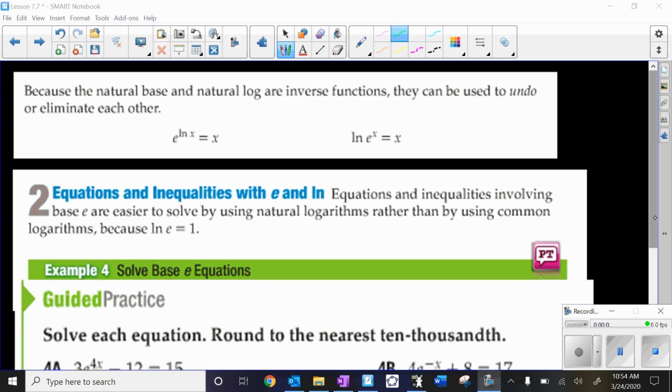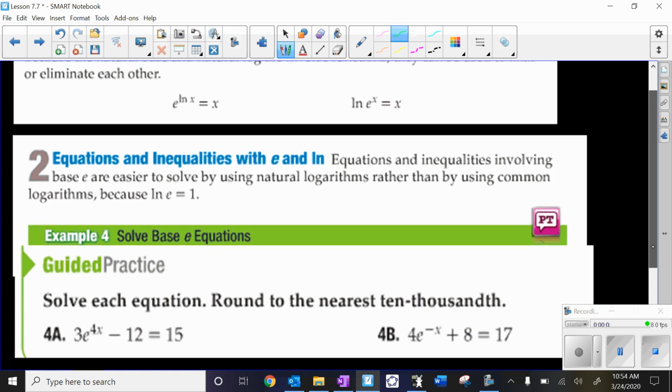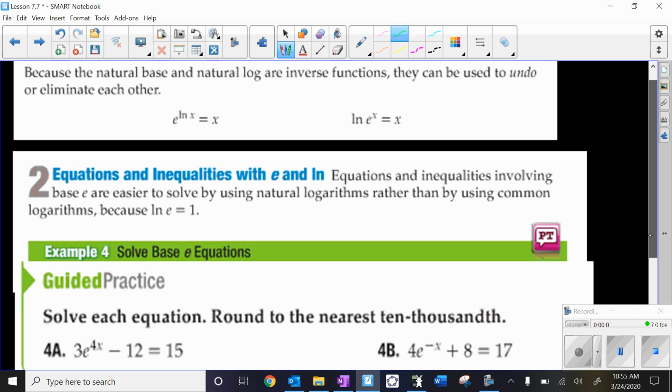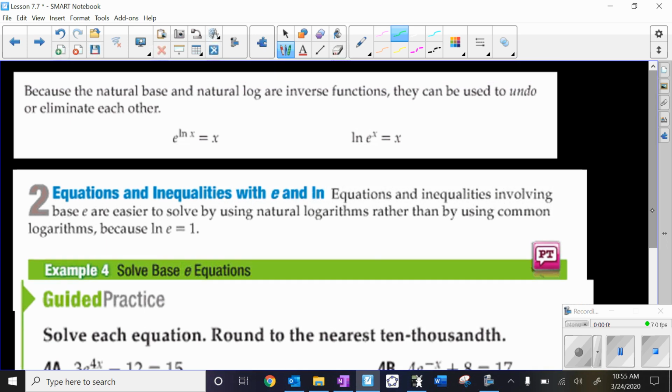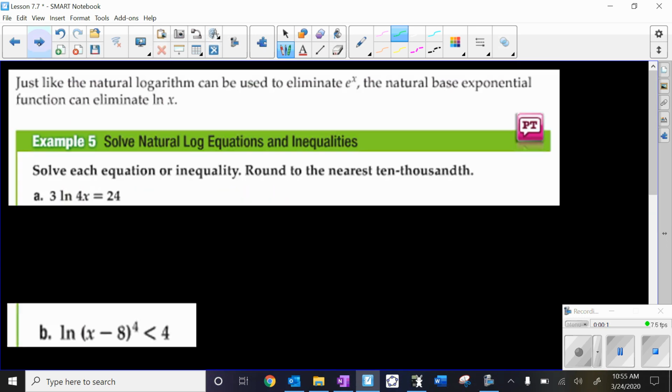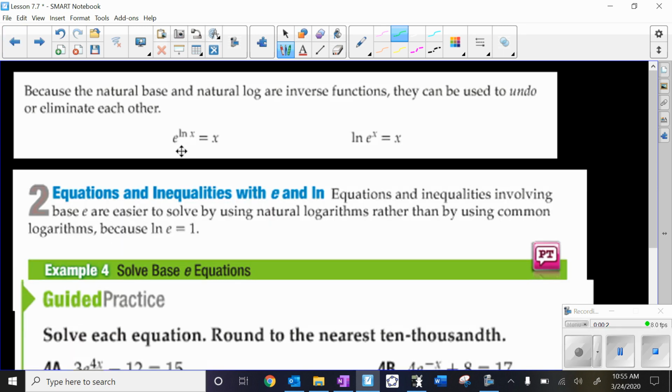Okay, so we looked at solving equations that look like this in the previous video. Now we're going to solve equations, I'm going to skip over to the next slide, that look like these, or inequalities, either one. And that now is going to use, and I'm going to go back to the previous slide, this property. So e to the natural log of x equals x.